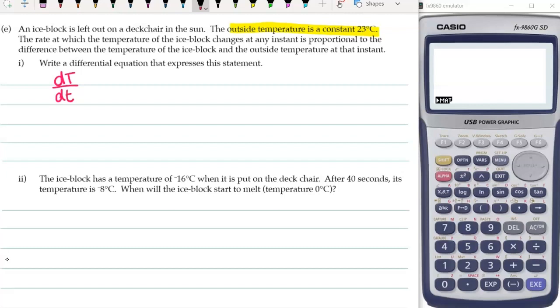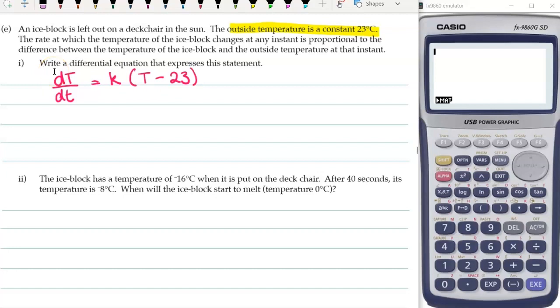So the rate at which the temperature is changing is proportional to the difference between the temperature of the ice block and the temperature of the surrounding environment, which is 23. So we write that as temperature of the block minus 23 degrees. It's going to be multiplied by some constant k to represent that it's proportional to that rate.